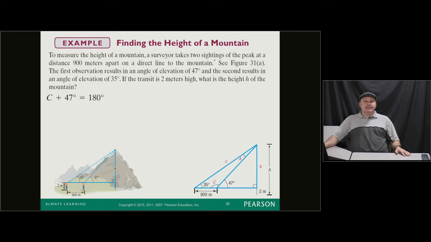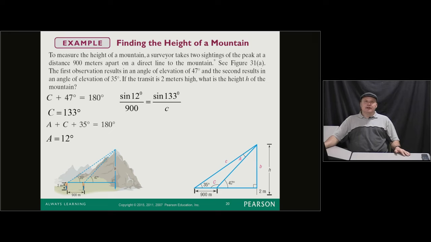So C plus 47 degrees is 180 degrees, which makes C 133 degrees. So looking at that picture, that's 133 degrees. A plus C plus 35 degrees is 180 degrees. So we're basically trying to find the angles of the smaller obtuse triangle. So angle A is 12 degrees. So what we're going to try to do is find some unknowns on that triangle right there.